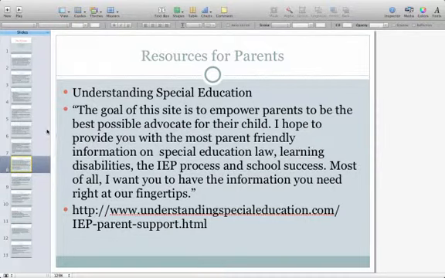And just to sum it up, we have some resources listed for parents, and this particular resource is for understanding special education. Just to provide a little insight into what you'll find on this webpage, the goal of this site is to empower parents to be the best possible advocate for their child. I hope to provide you with the most parent-friendly information on special education law, learning disabilities, the IEP process, and school success. Most of all, I want you to have the information you need right at your fingertips. So just a little helpful hint for parents.